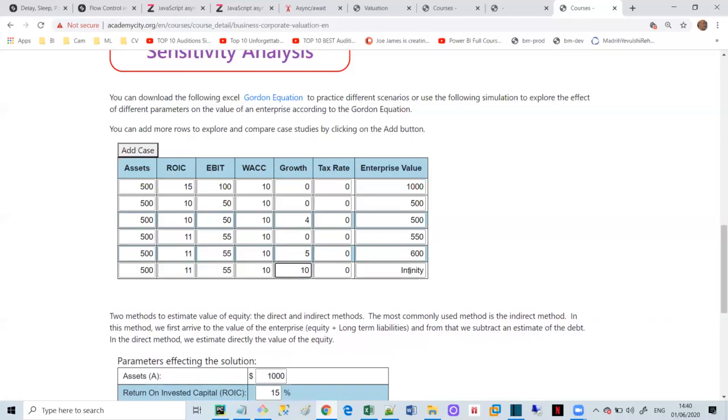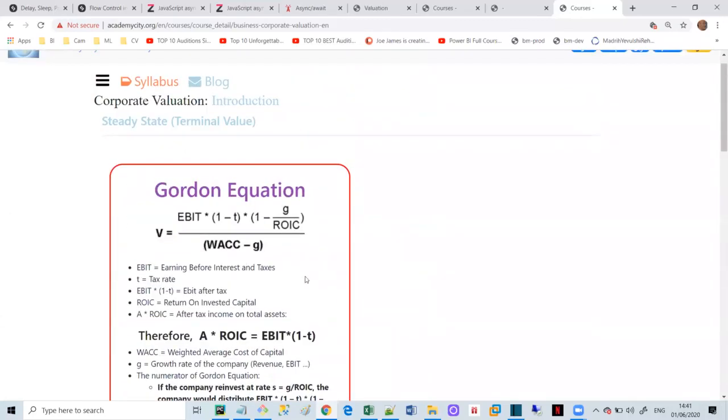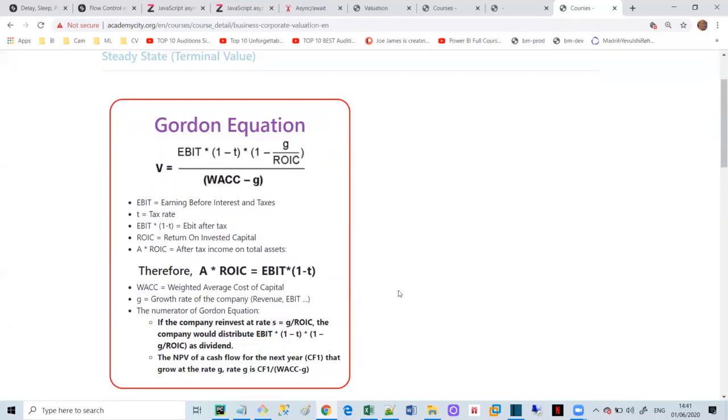See, it crashed. Why? Look at the denominator. If G equals WAC, you're getting a 0 in the denominator. That's why we got infinity. So this equation works as long as the G is lower than the WAC. And think about it, it makes sense. You can't really grow faster than the WAC.